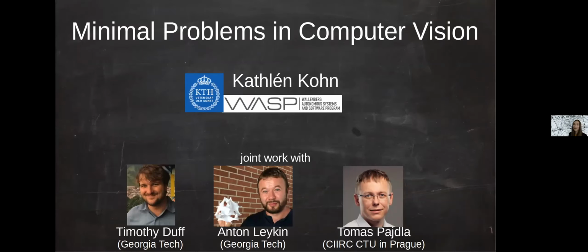I'm Kathlén, and I will tell you about our interdisciplinary work between mathematics and computer vision. This is joint work with Timothy Duff, Anton Lakin, and Tomasz Peidler. Tim, Anton, and I are mathematicians who do algebraic geometry, and Tomasz is our resident expert in computer vision. Our result is a complete list of minimal problems for reconstructing point line configurations in space. And my goal is now to explain in simple terms what exactly that means.